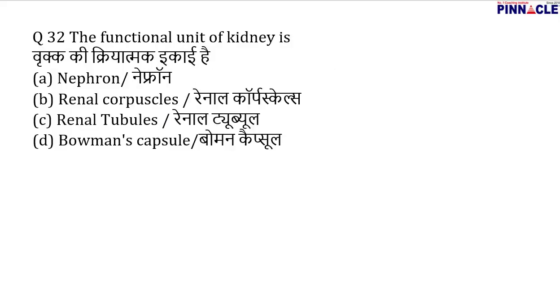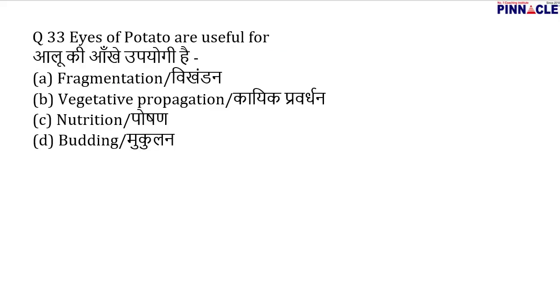So question number 32 asks us what is the functional unit of kidney? So the functional unit of kidney is nephron, and the work of nephron is to remove waste from body and it produces urine. Basically, kidney is a part of excretory system and its functional unit is nephron. So for question number 32, A nephron is the correct option. Now moving to question number 33.